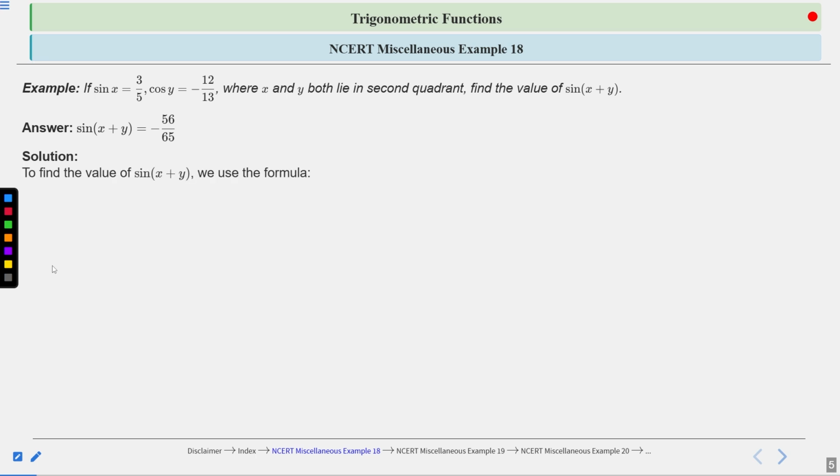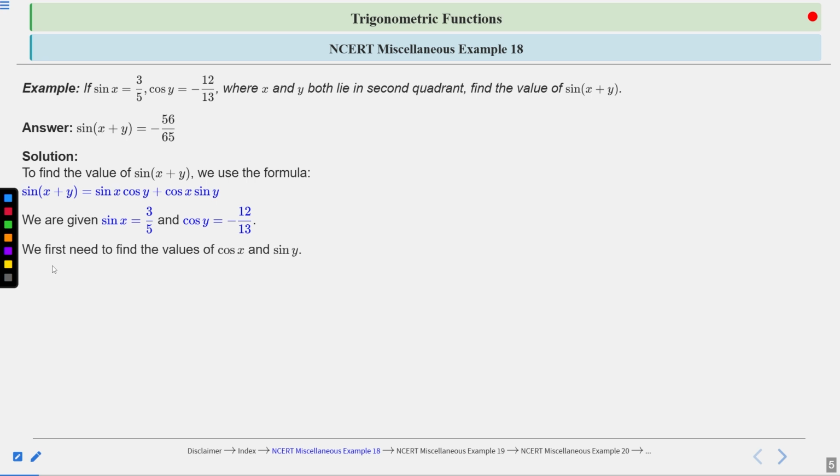To find the value of sin of x plus y, we use the formula sin of x plus y is equal to sin x cos y plus cos x sin y, right? Now we are given sin x equal to 3 by 5 and cos y is equal to minus 12 upon 13. We first need to find the values of cos x and sin y, right?